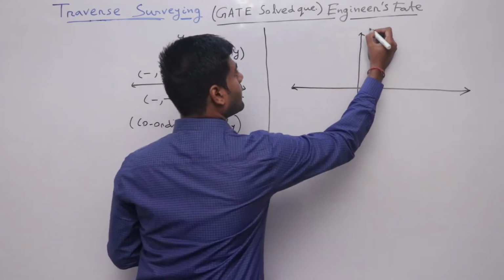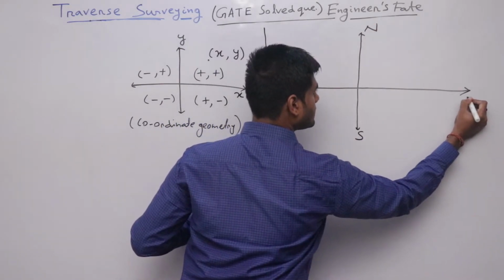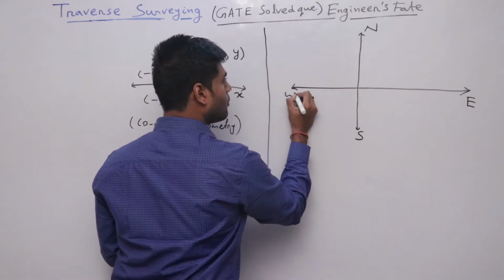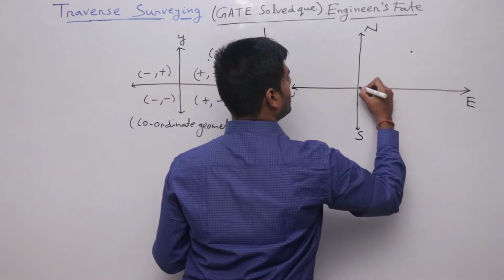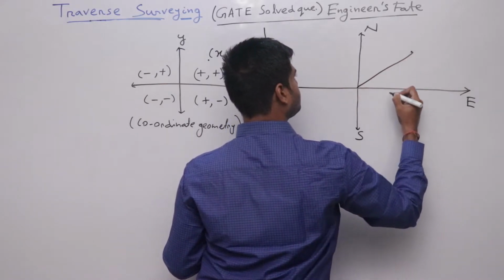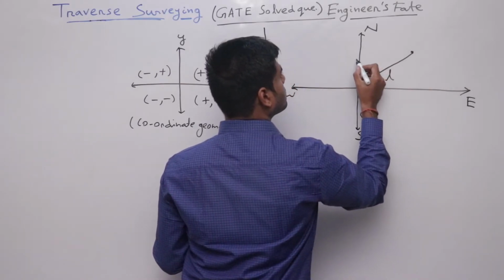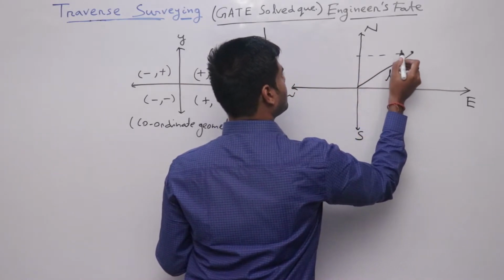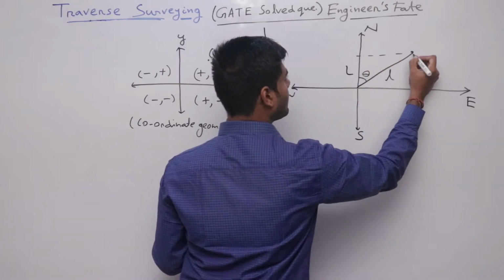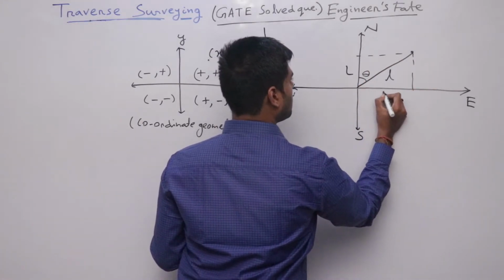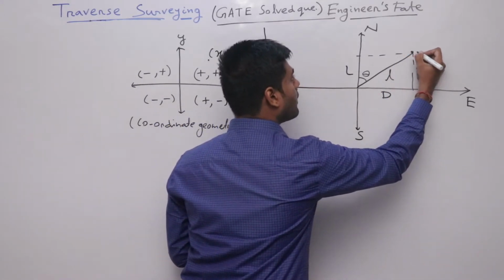In traverse survey, this is north, this is south, this is east, and this is west. Suppose there is a point and this is a line L. So this is a point. This thing is known as latitude. This is the bearing theta and this thing is departure. So how do I represent this point?